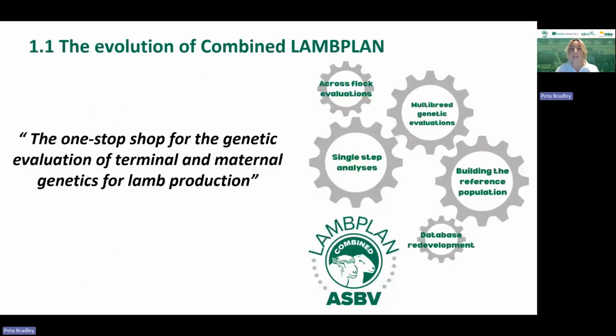So all of these things, the fact that we've had across-flock evaluations, the fact we've had multi-breed evaluations, the fact that we've had genomic single-step evaluations, along with our reference population projects and our database redevelopment, have really all accumulated into the one thing that we're able to deliver now, which is Combined LambPlan. And that is essentially the one-stop shop for genetic evaluation for our maternal and terminal genetics relating to lamb production.